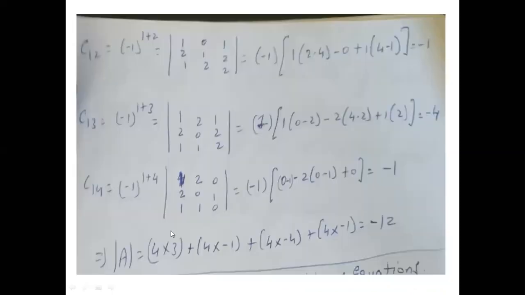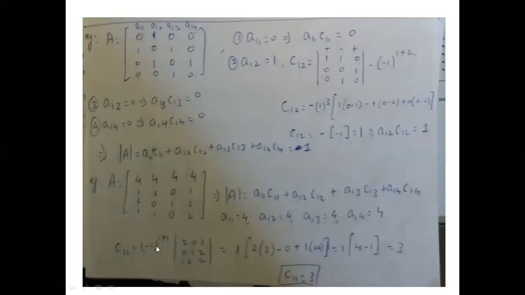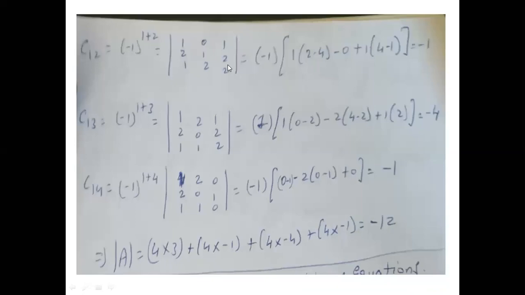For this, now you have minus 1 raised to 1 plus 1, so that will be 1. And now you can find the determinant, which is 2 into 2 minus 0 and 1 into 0. So this value comes to 1 into 4 minus 1, which is 3. So C11 is 3. So for the determinant of A, the first factor will be A11, which is 4, into C11, which is 3. So 4 into 3 will be 12. So this first factor has been determined. Now we'll have to find the other 3 factors, and that is what I have done here.